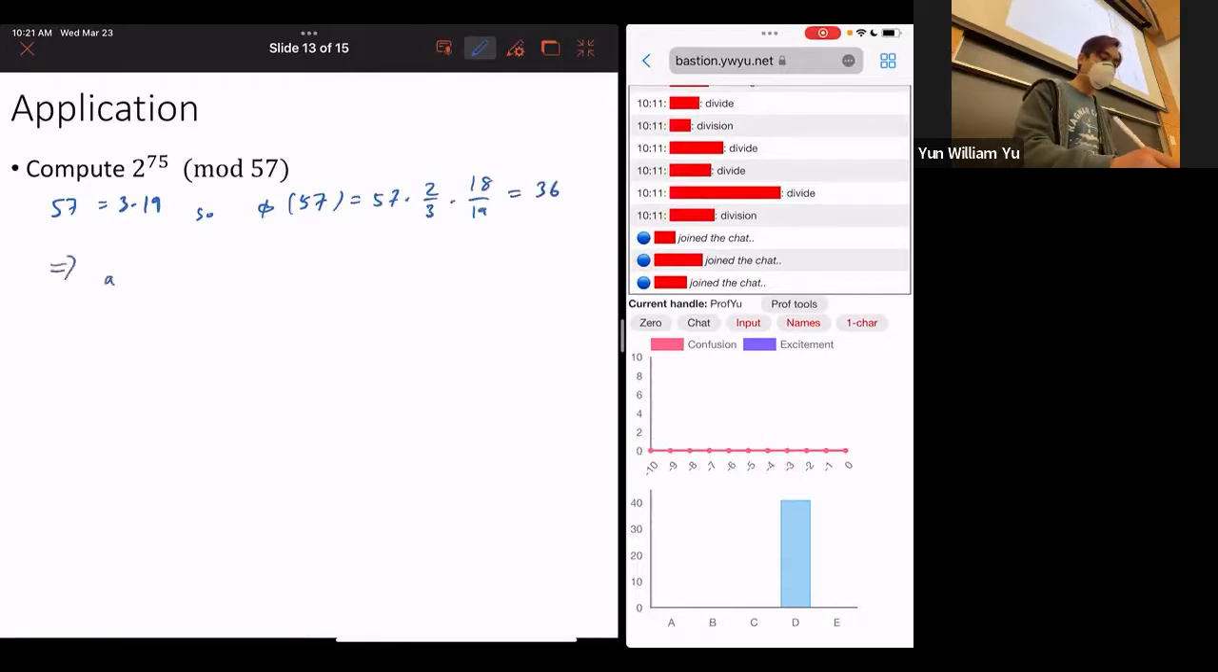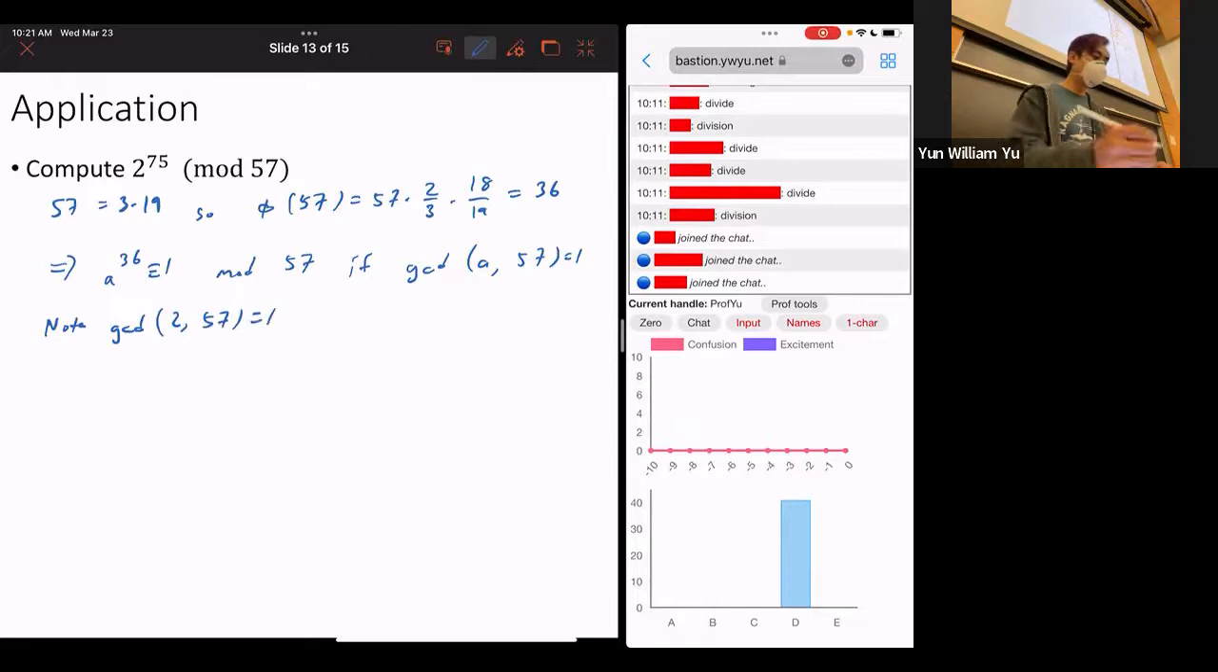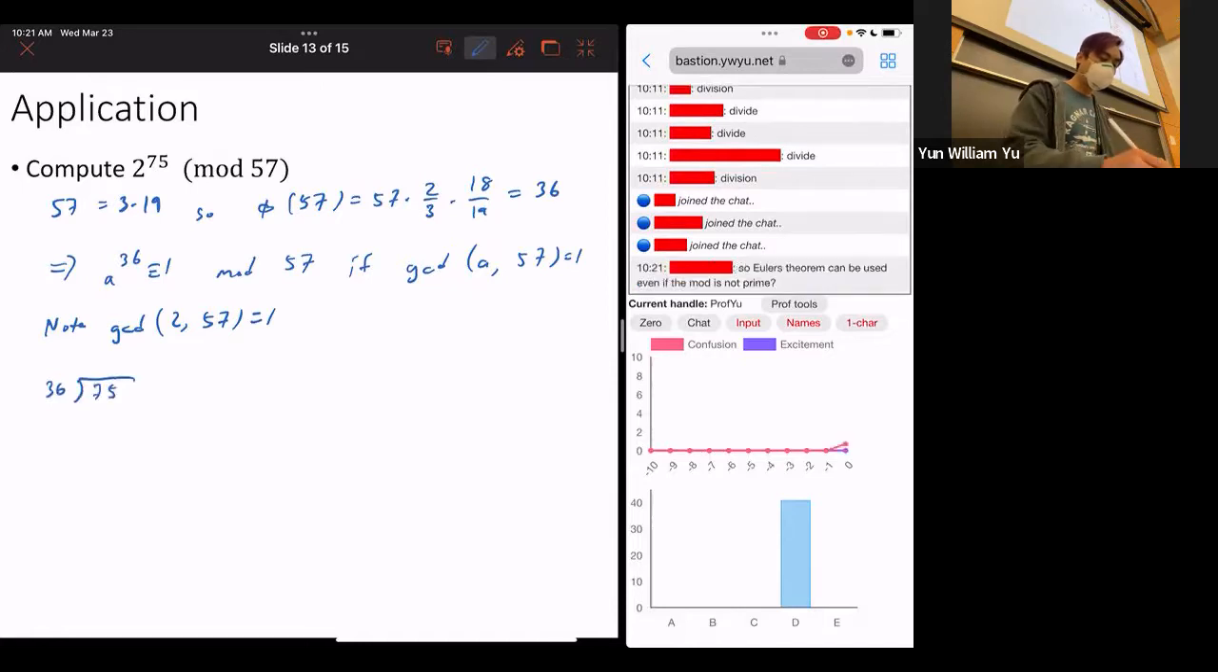This now implies that a to the 36 is congruent to 1 mod 57 if the GCD of a and 57 is equal to 1. Well, note that the GCD of 2 and 57 is clearly equal to 1, right? So what you can do is you divide out 75 by 36. That's 2, 72, remainder 3.